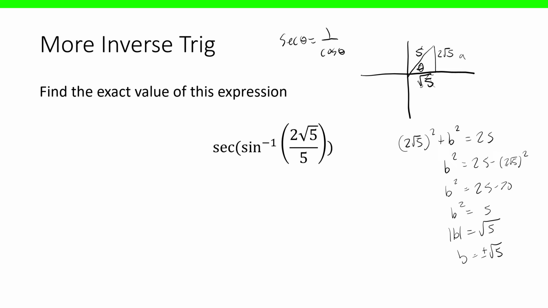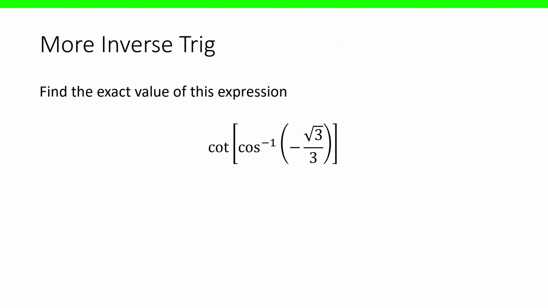So secant would be 5 divided by the square root of 5. We multiply by the square root of 5 over the square root of 5, that's rationalizing, and this just ends up being the square root of 5. Okay, there's our answer.